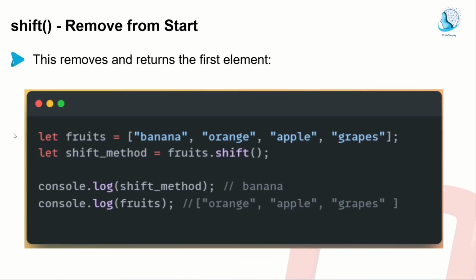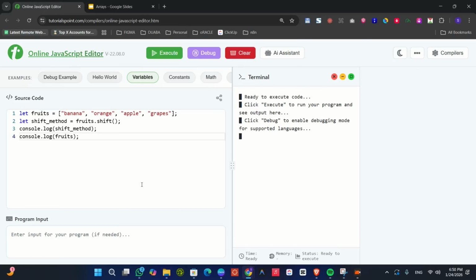So now we have the shift method, which is the opposite of the pop method. The shift method removes and returns the first element. So let's take a look at this example. In this example, we create a new variable called shift_method, and we use the variable name of the array, fruits.shift. So we display the item that was removed from the list, which was the first item, and then we display the final list. So let's run the code and see what we get.